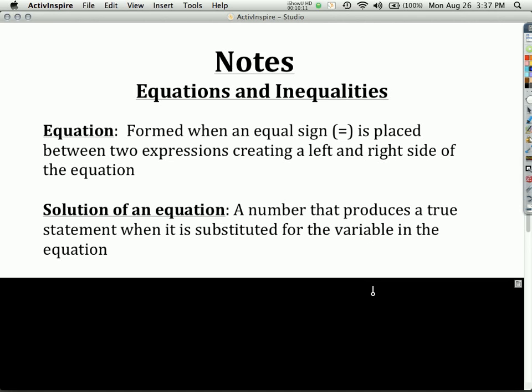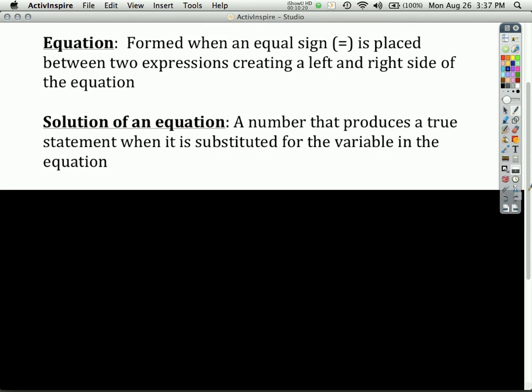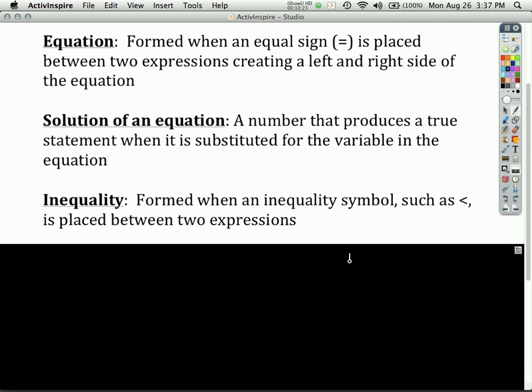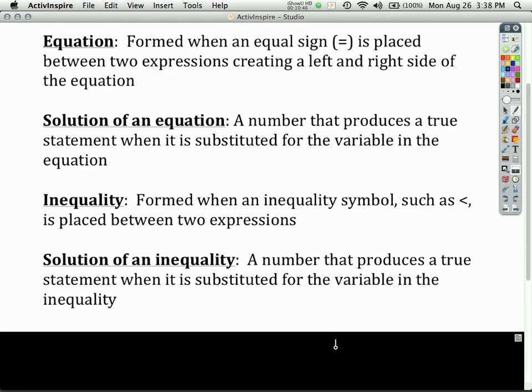We're looking for true statements when it's substituted. An inequality is the same idea, except instead of two expressions being connected by an equal sign, it's being connected by an inequality symbol. Greater than, less than, greater than or equal to, less than or equal to. So again, two expressions connected by an inequality symbol. The solution of an inequality, again, is a number that produces a true statement when it's substituted.